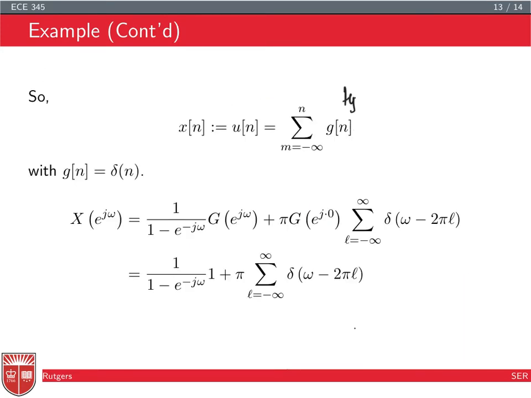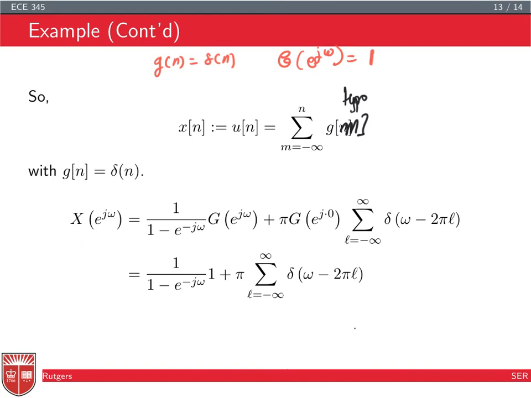So if x of n is my signal, the step function, then by definition, and I'm calling g of n equal to delta of n just to be able to write capital G of e to the j omega here, I can use the formula of the accumulator function. We also did this in the first lecture: for g of n equal to delta of n, G of e to the j omega is equal to 1, if you remember.